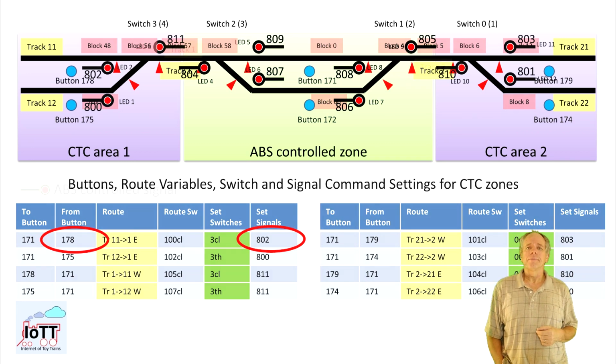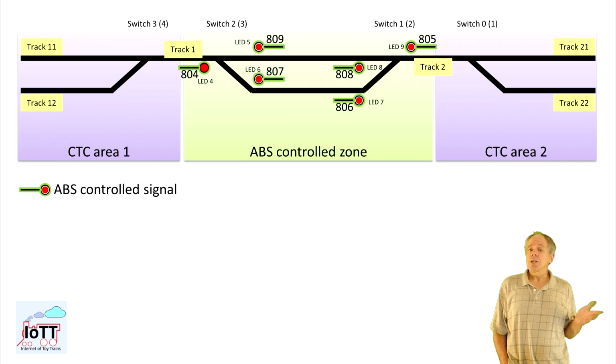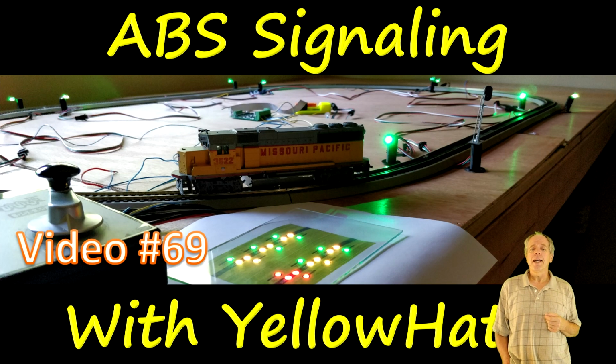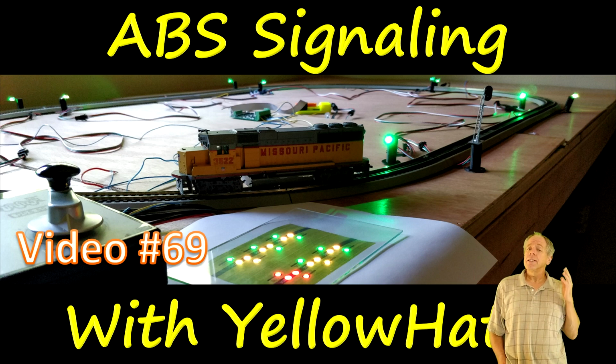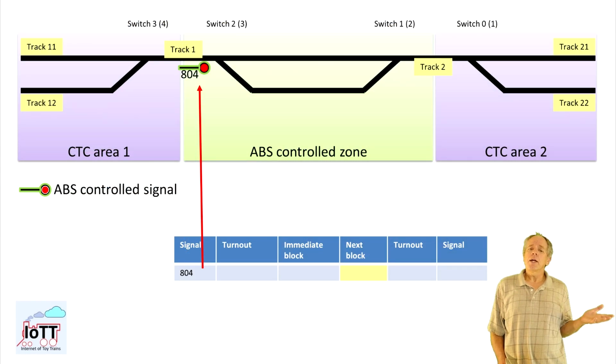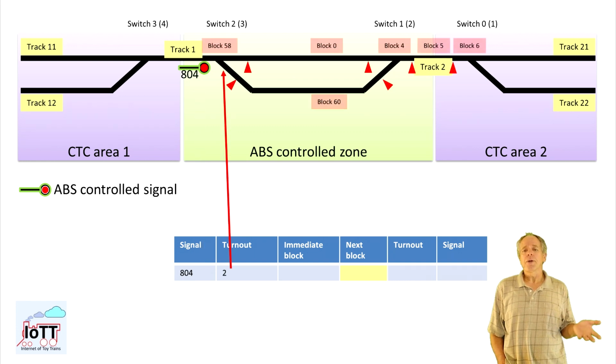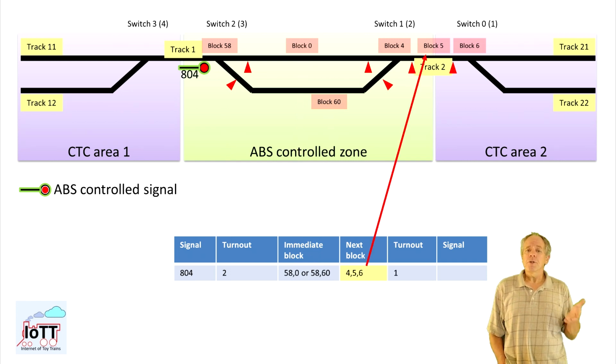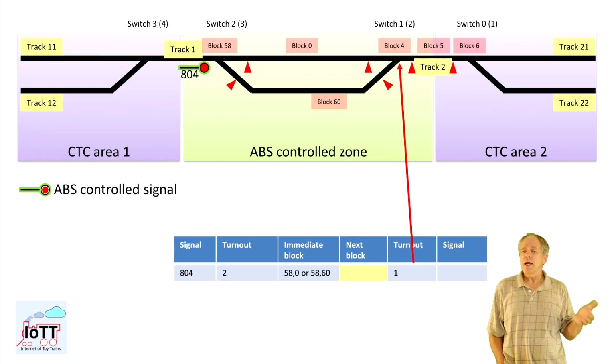The signals in the ABS section are controlled by track occupancy, similar as shown in video number 69, only this time there is one more variable, which is the siding. Let's look at signal 804 for example. The aspect shown on this mast depends on the position of turnout 2, the occupancy statuses of blocks 0 or 60, the position of turnout 1, and finally the occupancy status of blocks 4 and 5.